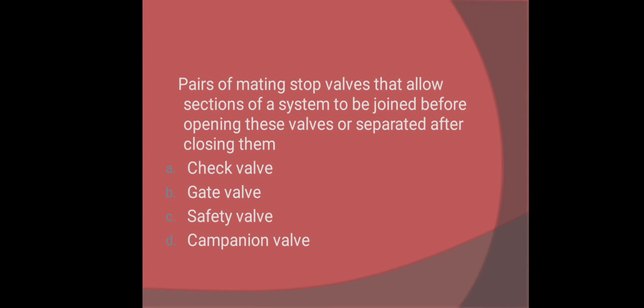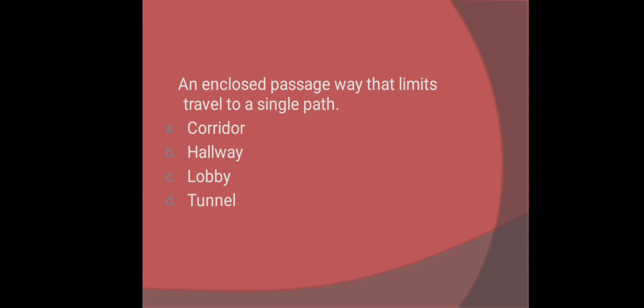Pairs of mating stop valves that allow sections of a system to be joined before opening these valves or separated after closing them. Sagot dyan ay companion valve, letter D. Next, an enclosed passageway that limits travel to a single path. Okay, sagot yan ay corridor.